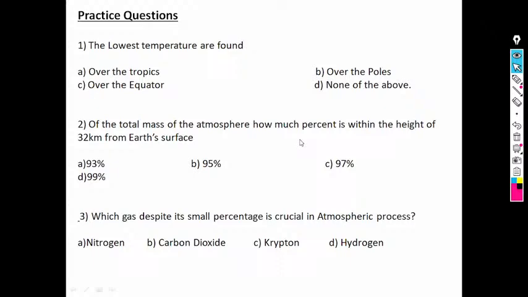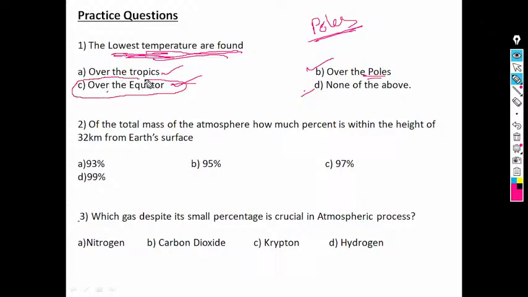we'll practice some questions. See, if I ask where the lowest temperature is found: A, over the tropics; B, over the equator; C, over the poles; D, none. Most students go for the poles, but normally it is not the poles. Normally the lowest temperature is found over the equator.